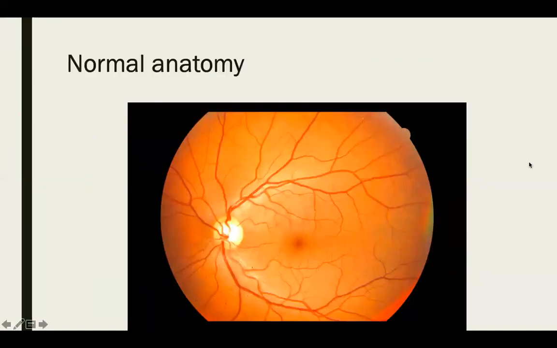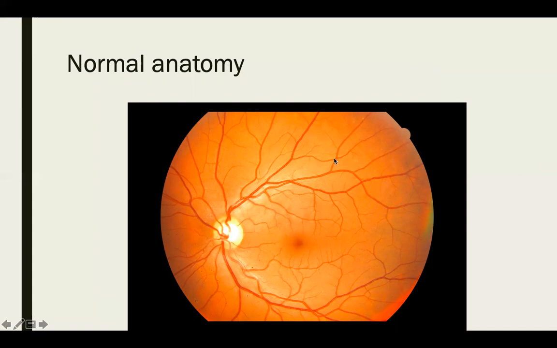Then the normal anatomy of the fundus. You can see this is the optic disc, and these are the arcades, the central retinal artery, which then divides into branches superiorly and inferiorly. This is the macular region. In the center of the macula, there's the fovea, and this is the peripheral fundus, the peripheral retina of the patient.